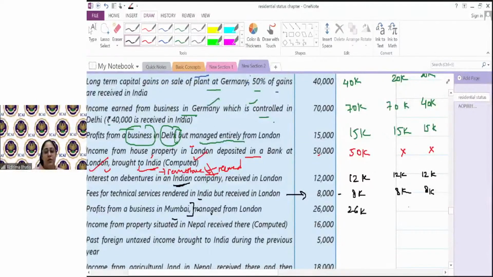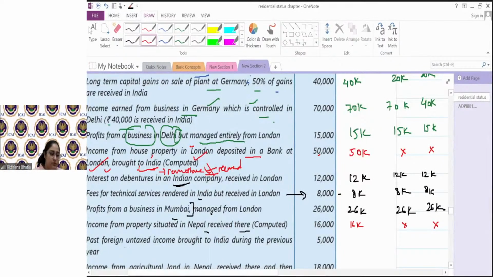26K, 26K and 26K. Next, income from property situated in Nepal, received there. Property कहाँ है? Outside India. Receive कहाँ हुआ? Outside India. Taxable होगा only in case of resident, not in case of non-resident or RNR.